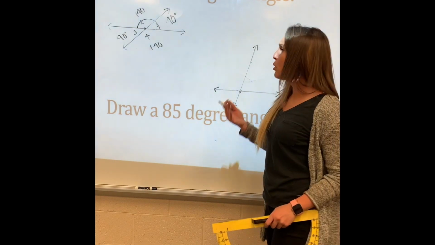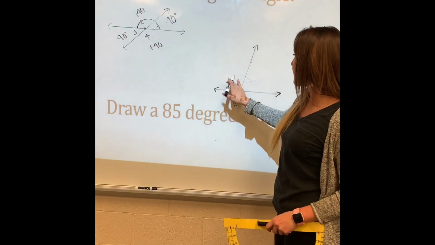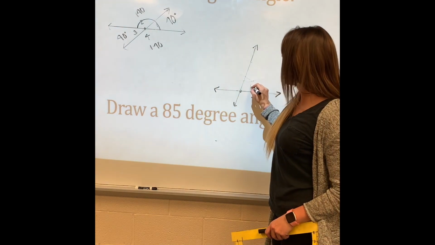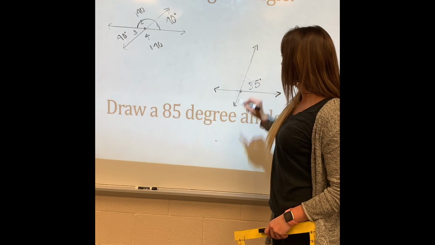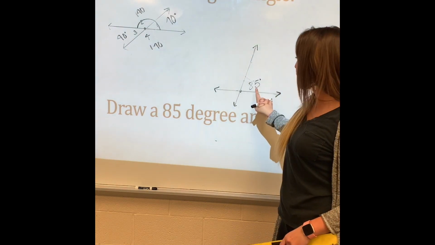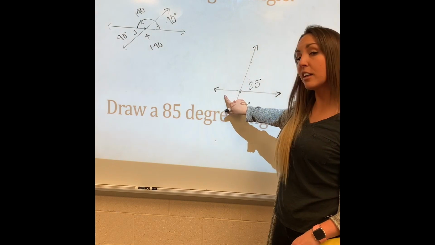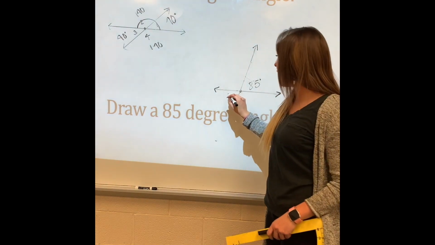Now I need to decide which one of these is 85 degrees. Is it this one or this one? Well, I know that it's this one because this one's less than 90 degrees. So it's an acute angle. And if this angle here is 85, this angle here is also 85.